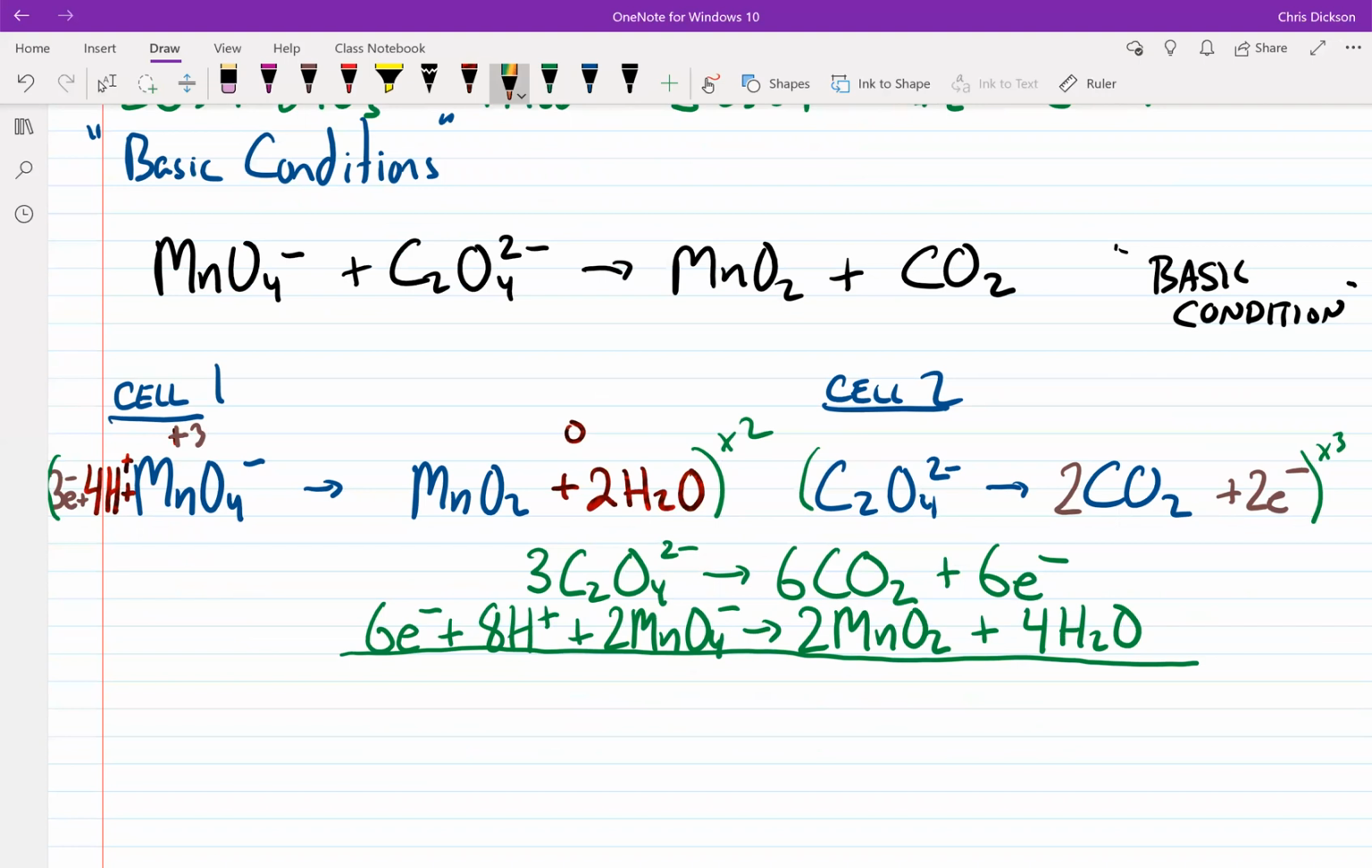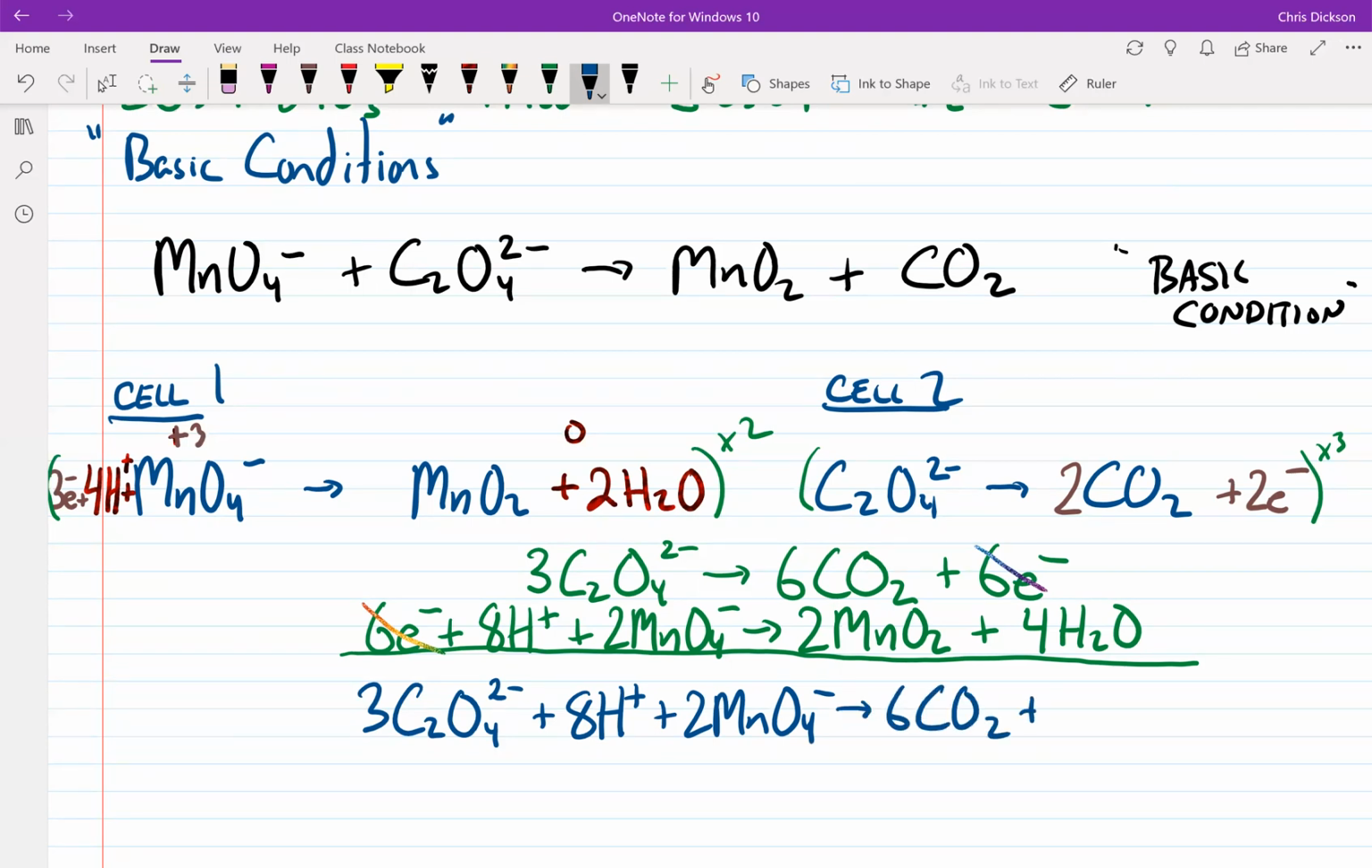And now when I add that, what I should notice, the electrons have to cancel here. So electrons are going to cancel. I've got 6 electrons on both sides. They're gone. And really no water and no hydrogen in the first reaction. So I can just basically go and finish this. So there's going to be 3 C2O4 2 minus plus 8 protons, which is why it's acidic, plus 2 MnO4 minus, going to form 6 CO2 plus 2 MnO2 plus 4 waters. Okay, now, so that's going to be 3, an 8, and a 2, and a 2, 4, and a 6.